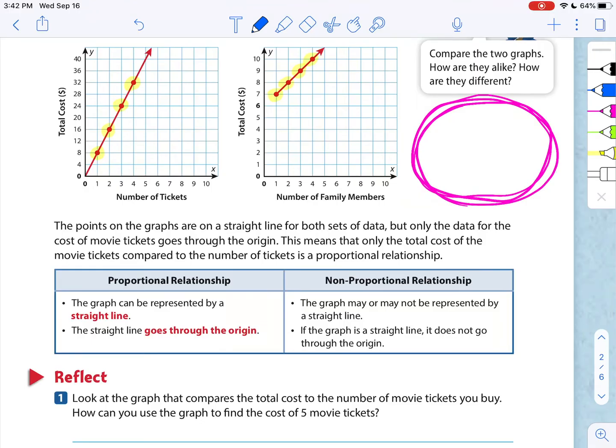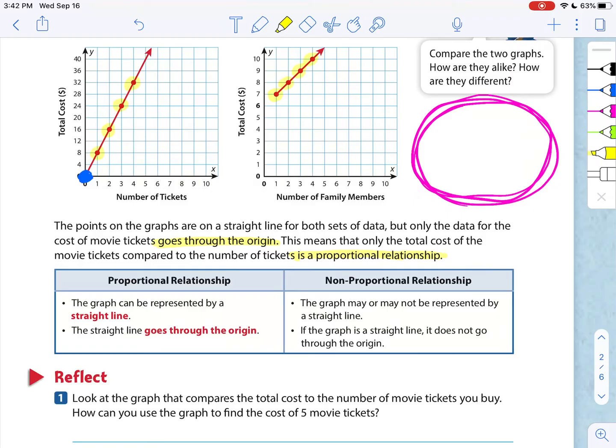The points on the graphs are on a straight line for both sets of data, but only the data for the cost of the movie tickets goes through the origin. So remember, your origin is the point (0, 0). So this is the only line that goes through my origin here at this point. The one with the number of family members for total cost is higher up and doesn't pass through the origin. This means that only the total cost of the movie tickets compared to the number of tickets is a proportional relationship.